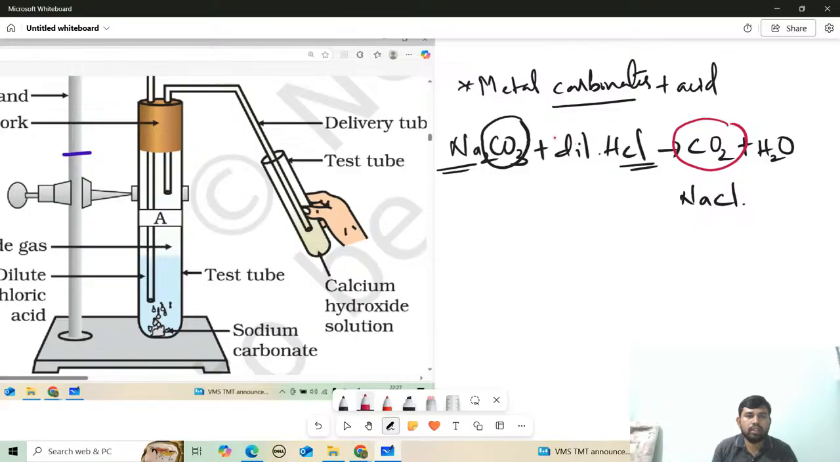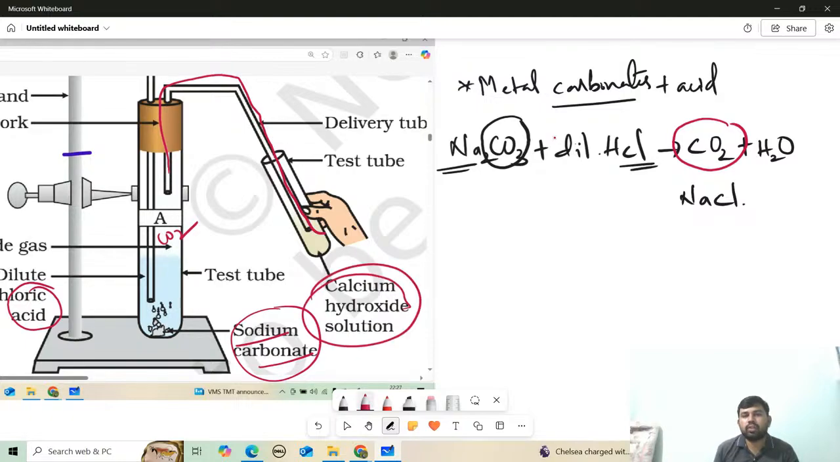So now you can see here they have taken sodium carbonate, and the sodium carbonate is reacting with the dilute hydrochloric acid. Slowly, this gas is produced here. CO2 gas will be produced here. CO2 gas will pass through this glass pipe and glass tube. It is going to pass through the lime water.